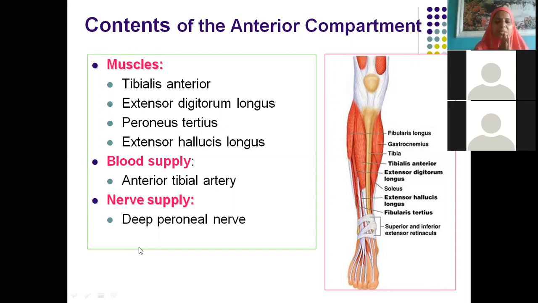What are the terminal branches of the sciatic nerve at the popliteal fossa? Common peroneal and tibial. Very good. What are the subdivisions of common peroneal? Superficial and deep. Very good. Deep peroneal is supplying which compartment of the leg? Anterior compartment. Superficial is lateral compartment.